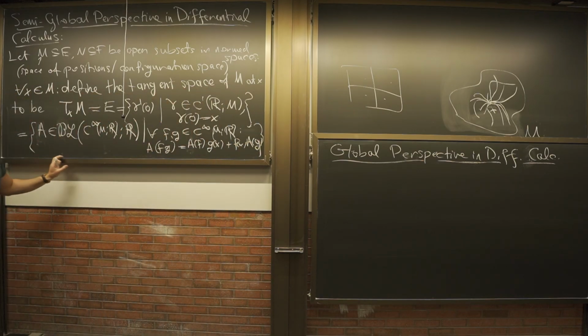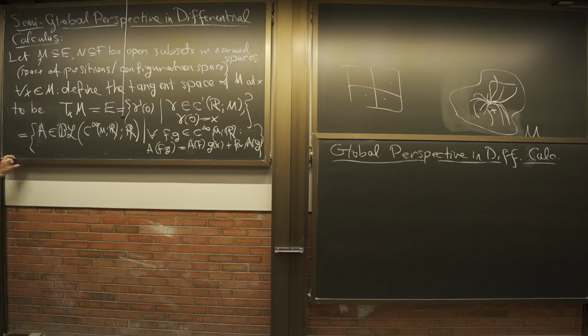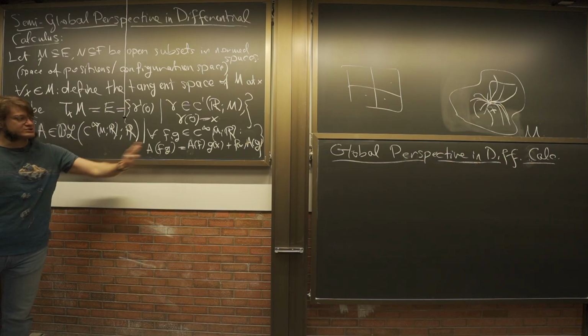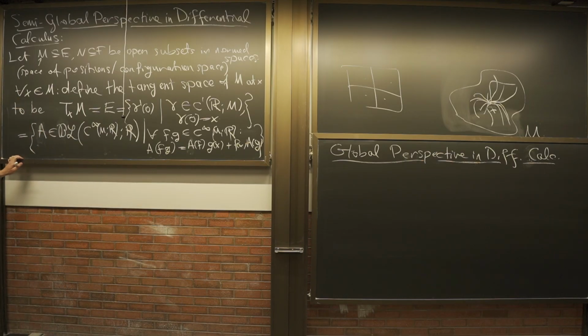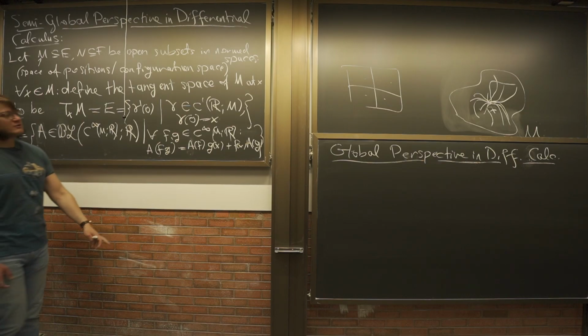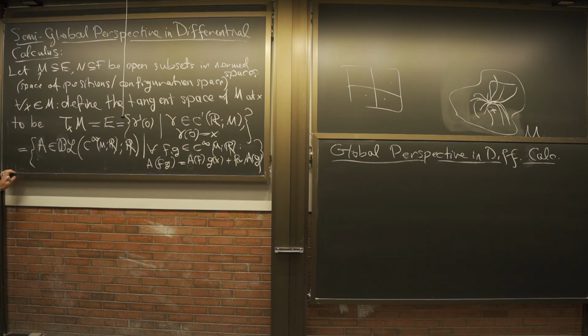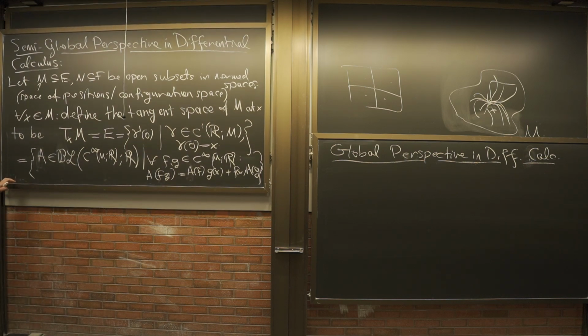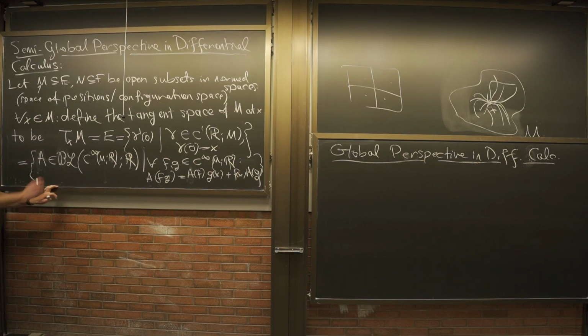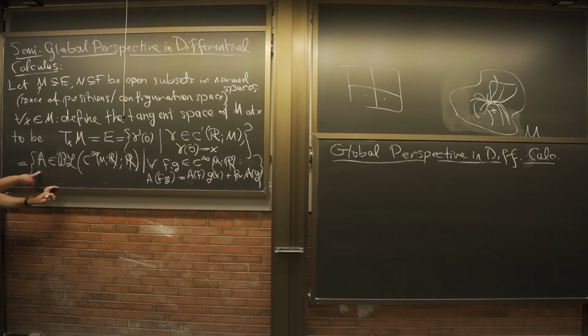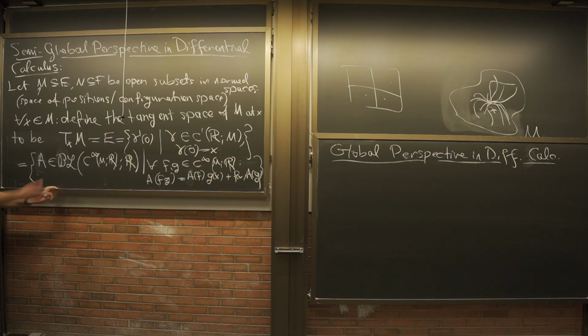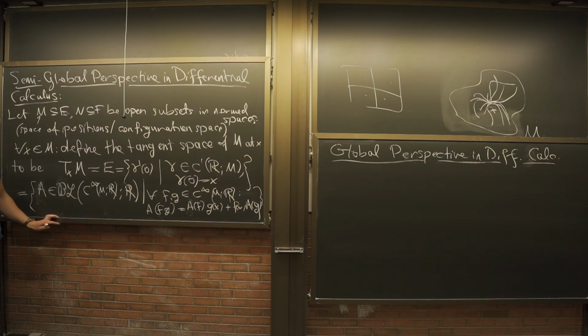The technical name for something like this is a derivation. It's a bounded linear transformation that satisfies the product rule. You can think of it like this as well. Or if you like differential equations more, you can think of this as the space of all first-order linear differential operators on M. You can think of it that way as well. So this is the tangent space.